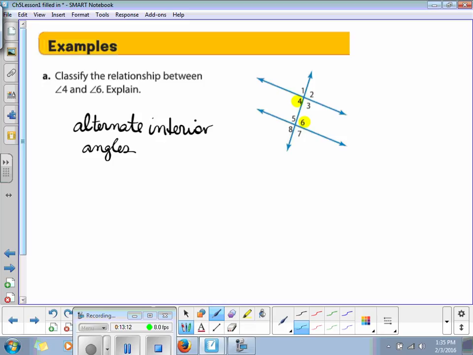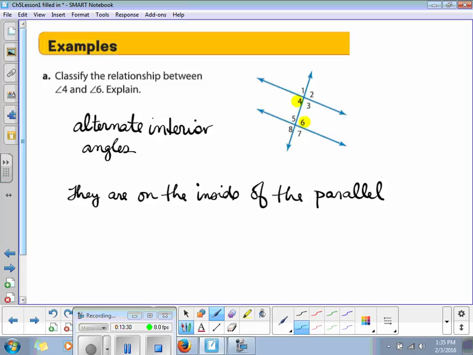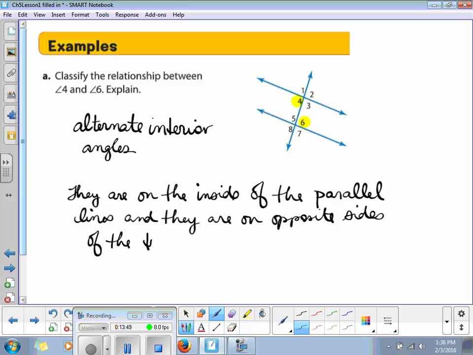There's your classification. The explanation: they are on the inside of the parallel lines and they are on opposite sides of the transversal.